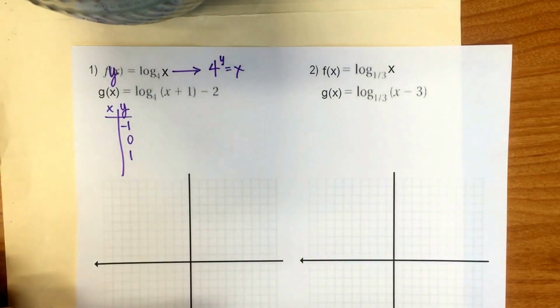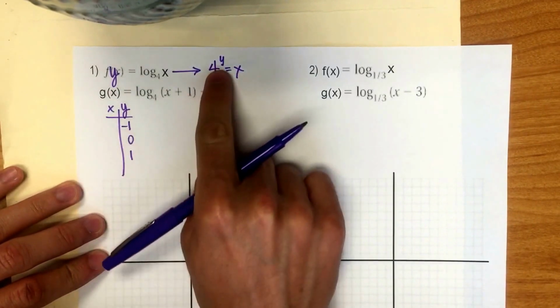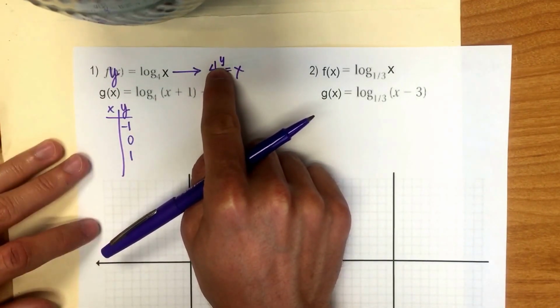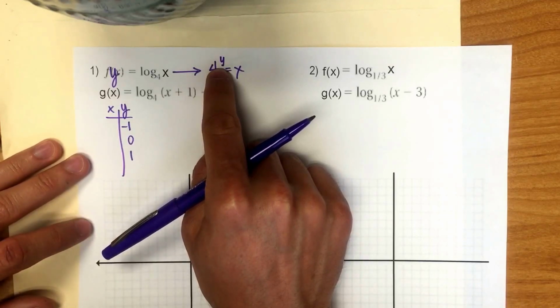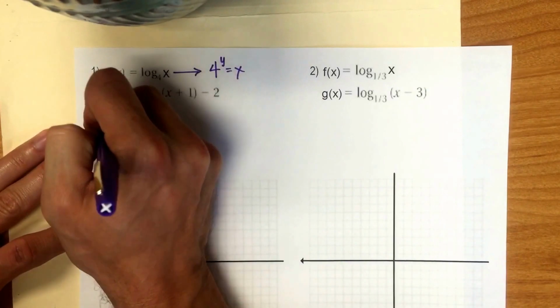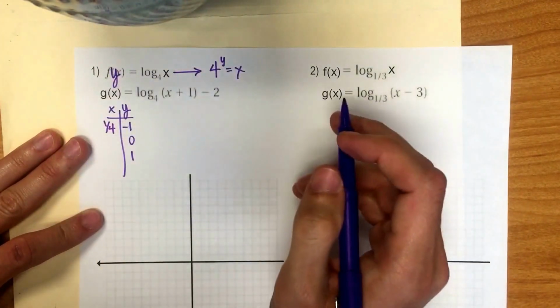That's the whole concept of inverses. So let's fill in the table then. If I plug a -1 in here, remember, number to a negative power is not a negative number, it's a fraction. So 4 to the negative first is 1/4, not -4.